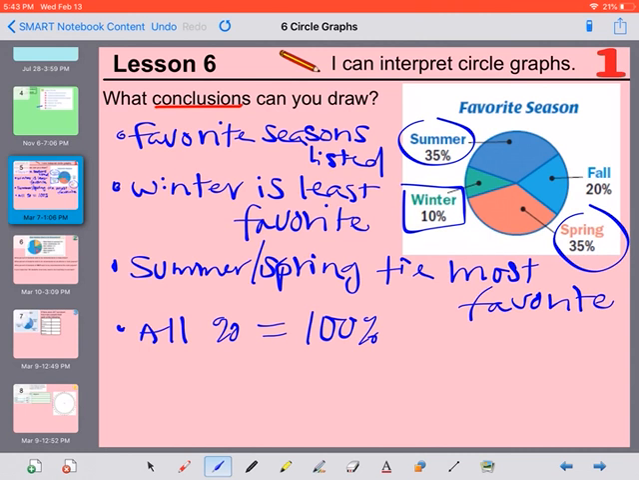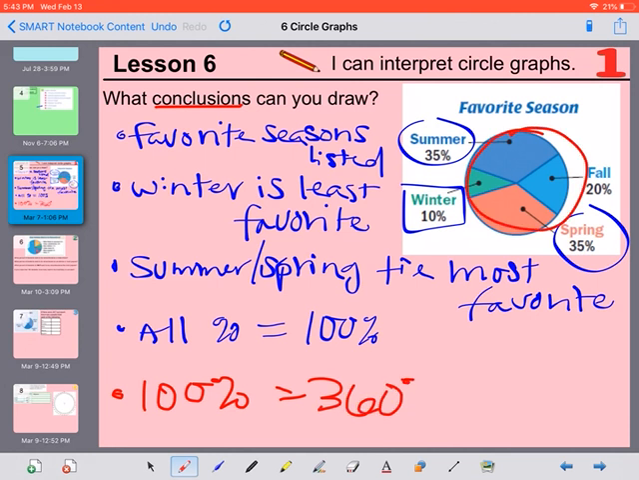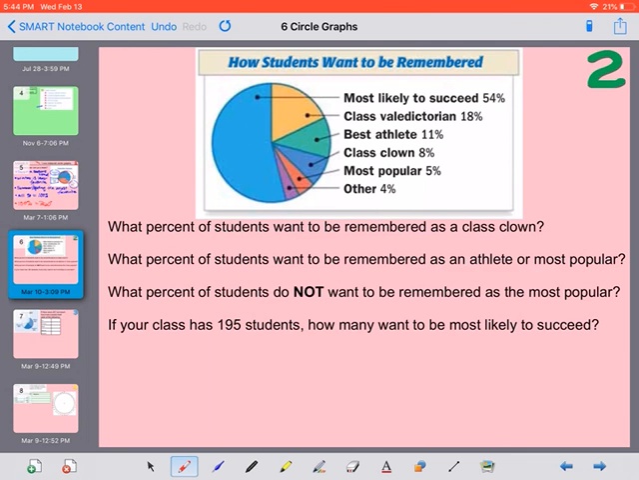One other thing that we know about circles in general, we're going to get to this later on our fourth slide: the whole circle is 100%, but 100% of the circle is also 360 degrees. So the entire circle fills up, it's 360 degrees. It makes up the entire circle.